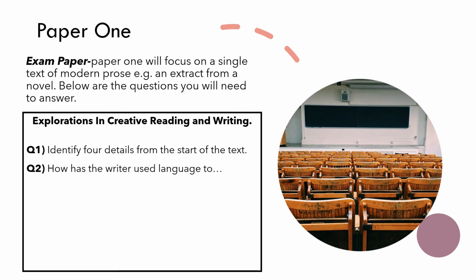Question 2. How has the writer used language? Now when we refer to language, we mean the specific techniques that a writer has used to aid a description. These might be grammar techniques or any other language techniques that you've studied in your other lessons.